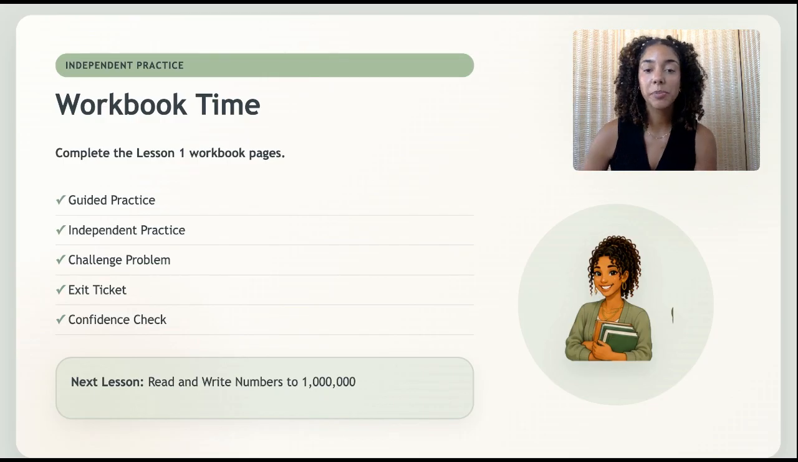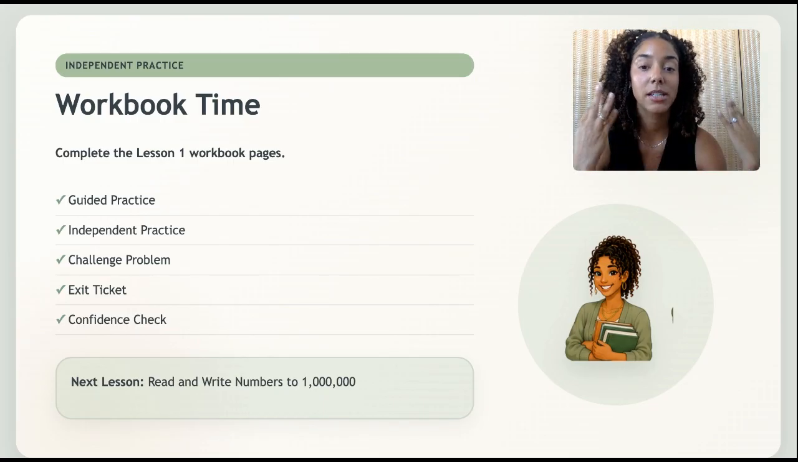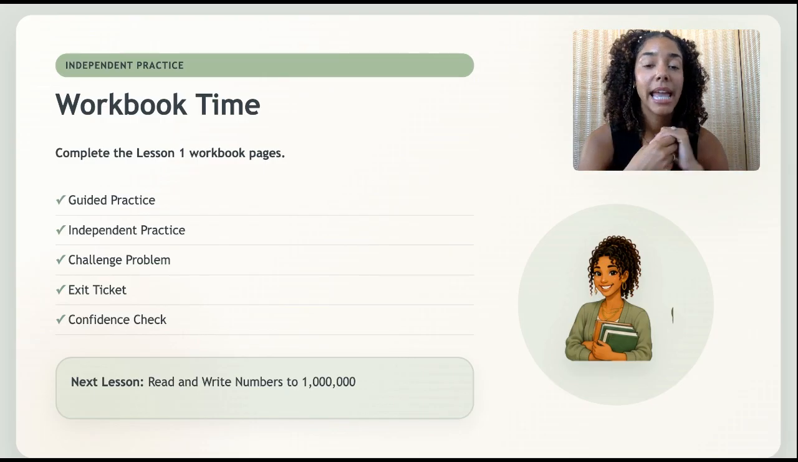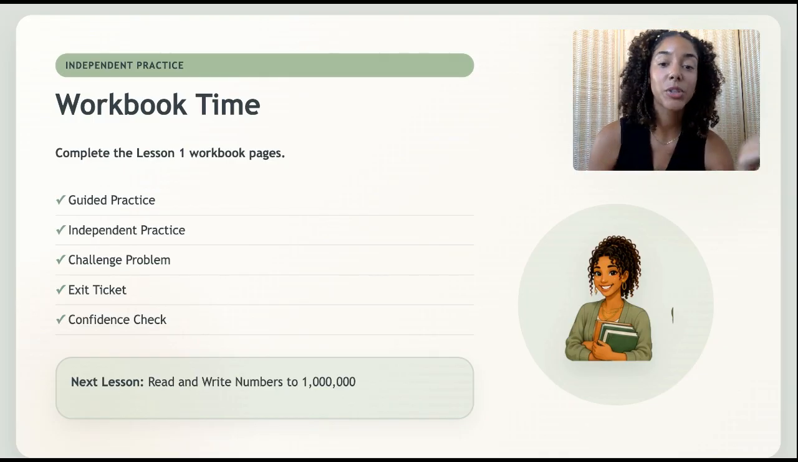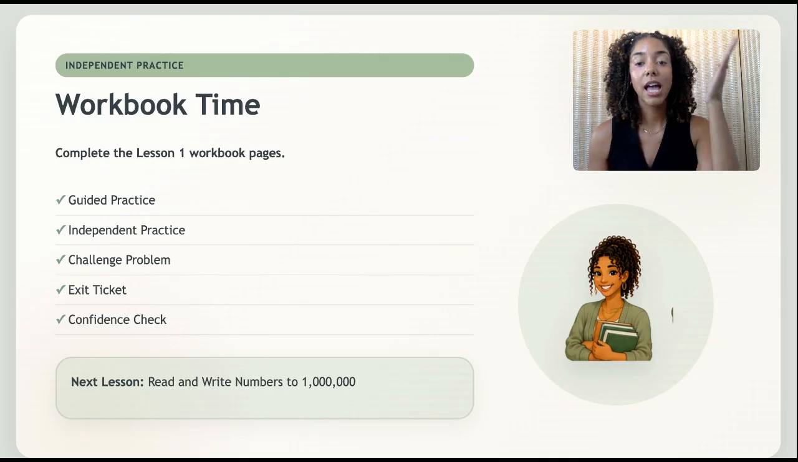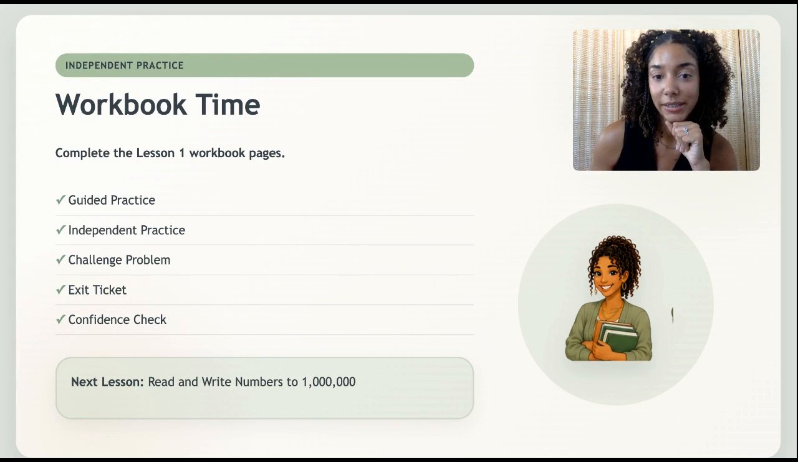Now it's your time to practice independently. Complete lesson 1 workbook pages. You will see the guided practice, independent practice, a challenge problem, an exit ticket, and a confidence check. Remember to read each number from left to right, first thousands, hundreds, tens, and ones. Use the place value chart whenever you need.